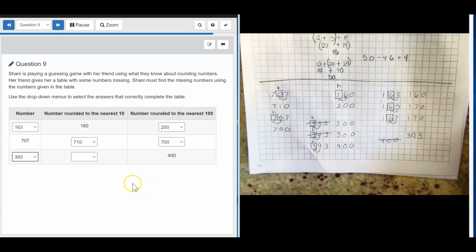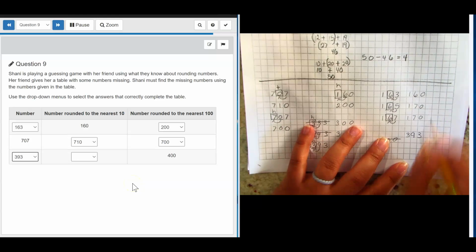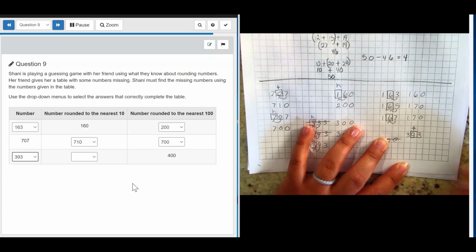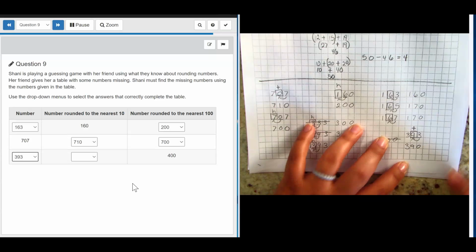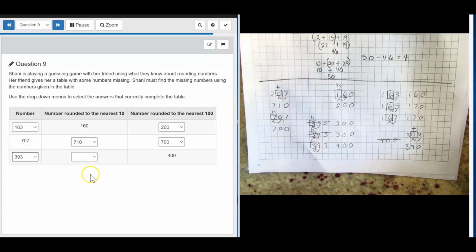So I'm going to see which number rounds to the nearest 10. Right here, I'm looking at my tens place now. What does the number to the right tell my 9 to do? It tells it to stay at 390. Let's see if we can find it. Right there. So that should be your answer.